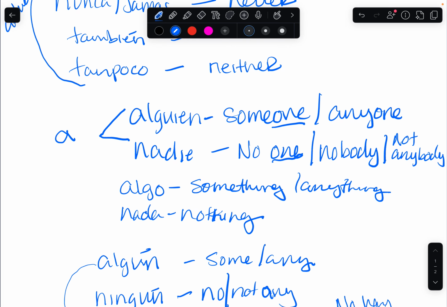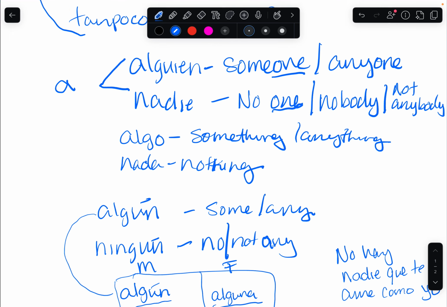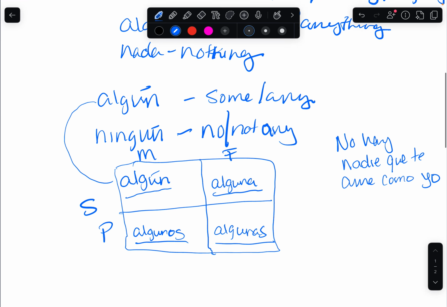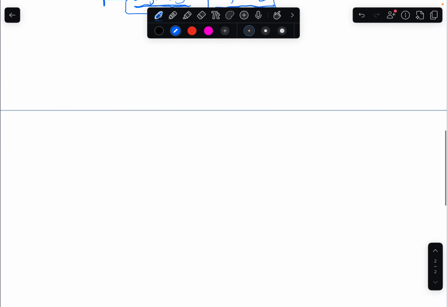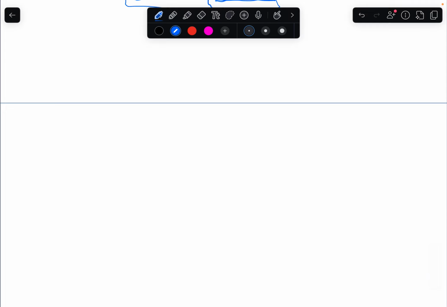So you have that, and then you have words like algo or nada, which means something or nothing. And then you have algún or ningún, which means some or any, or not any. Algún can be broken down into 4 parts: singular masculine, algún; singular feminine, alguna; masculine plural, algunos; and then feminine plural, algunas. Okay, so this is the third part. So like I said, this is vocabulary mainly, which you end up having to learn. There isn't like a trick for me to teach it to you. You just kind of have to learn.